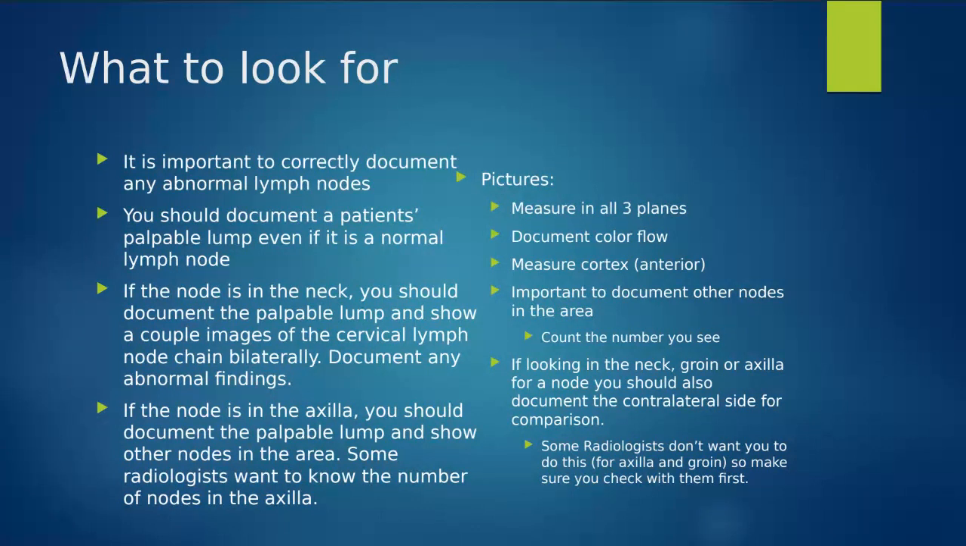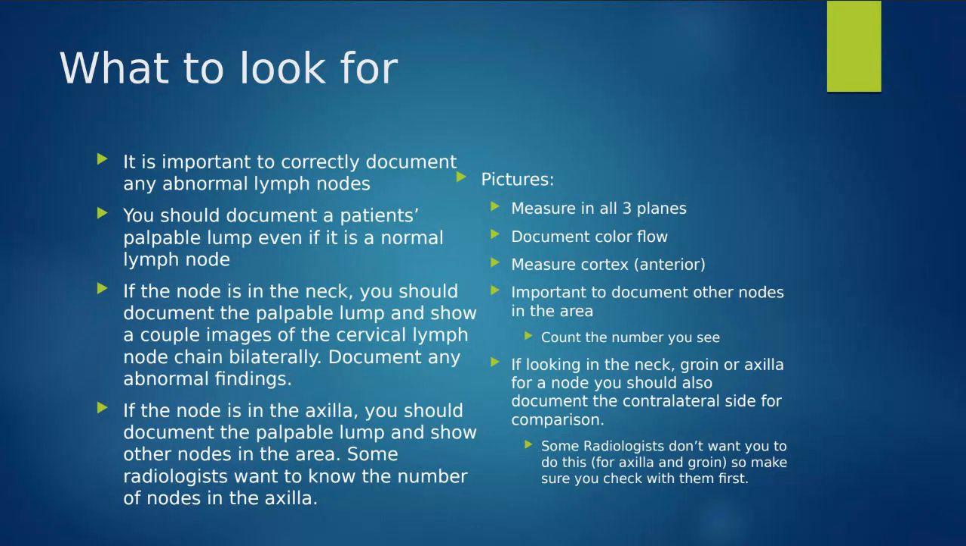If the lymph node is in the axilla, we need to again document that palpable lump, and show potentially any other lymph nodes that are located in that region. Some radiologists want to know the number of lymph nodes in the axilla. So even if you are looking at one palpable lump in a patient's armpit and it's a lymph node, you need to look around a little bit and say, okay, actually there's 2, 3, 4. Oh, wait, there's like 6 or 7 lymph nodes in this axilla. Even though the patient doesn't feel those, you still need to document that number.